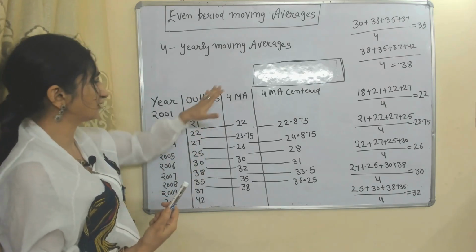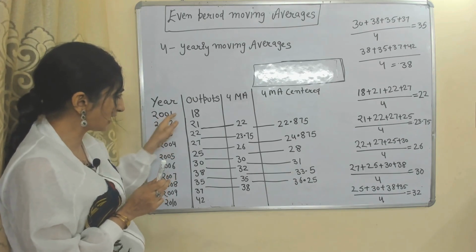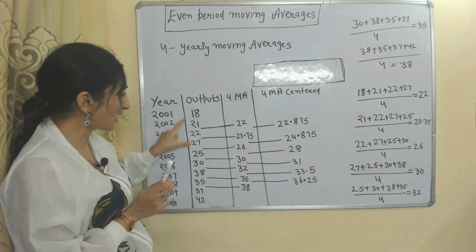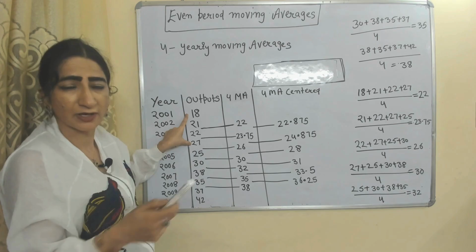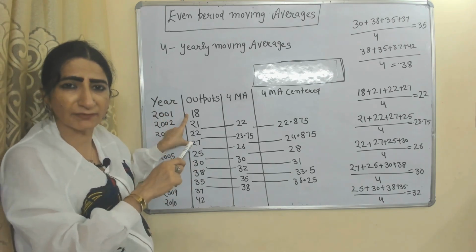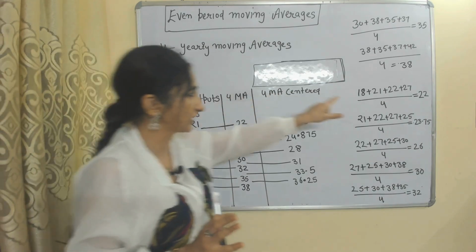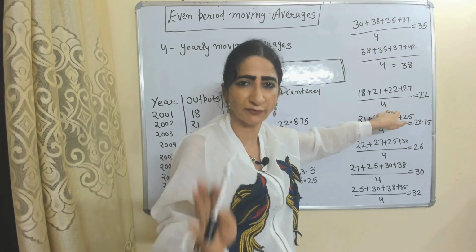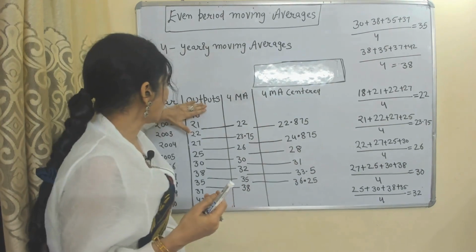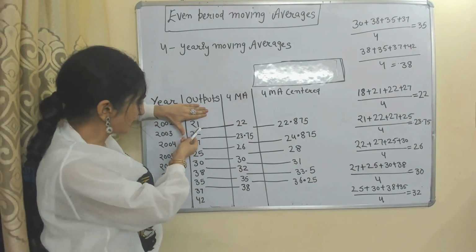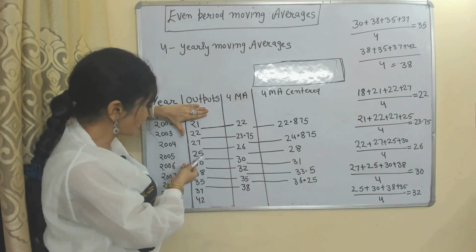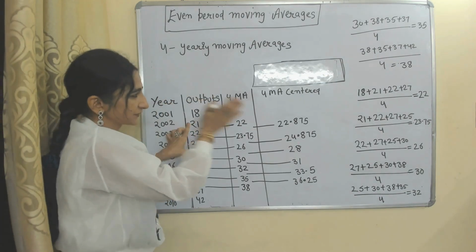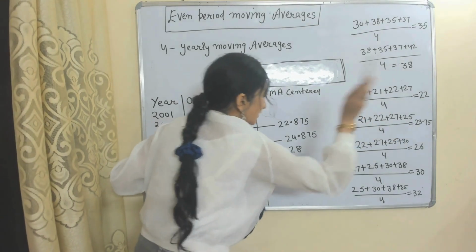So in order to calculate 4 yearly moving averages, we will add these 4 numbers 18, 21, 22, 27 and divide the total by 4. First of all, we will add these 4 numbers, then divide by 4. Here you can see we add these numbers and then divide by 4 in order to calculate the 4 yearly averages. Now we will leave one number from above and add 21, 22, 27, 25, these 4 numbers by leaving 18. Add and divide by 4, it becomes equal to this.